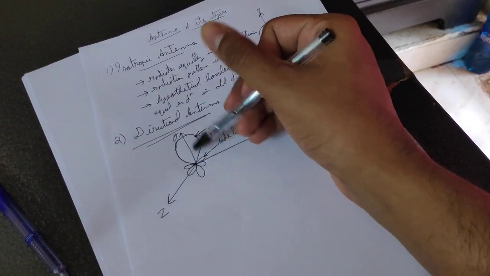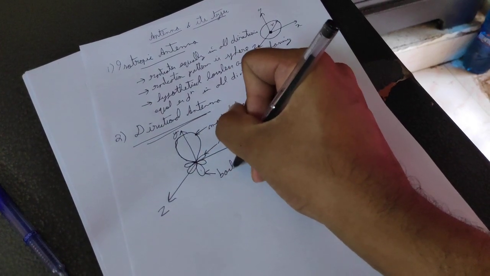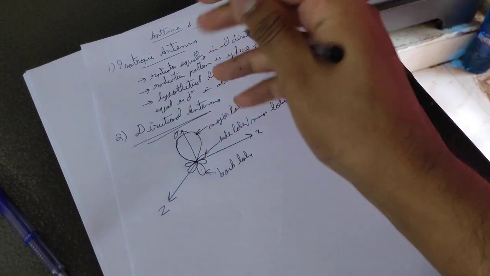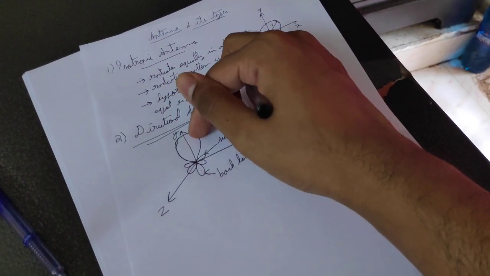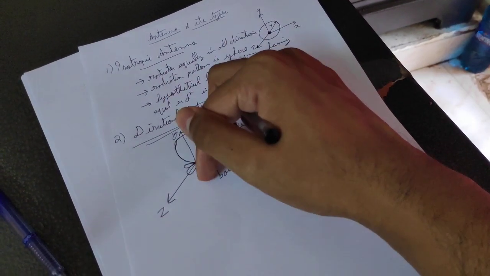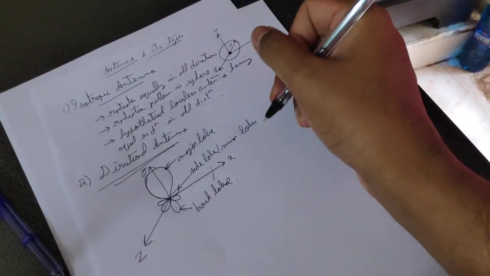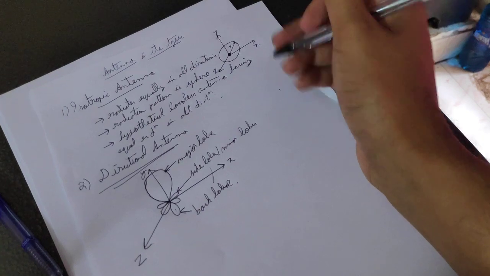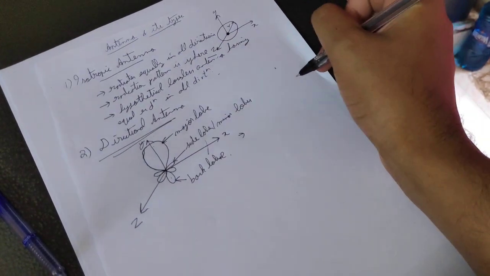Now the lobe just opposite to the major lobe is called a back lobe. The lobe existing opposite to the lobe having the radiation of maximum intensity is called the back lobe. I hope the point is clear to everyone. So now let's discuss the points.